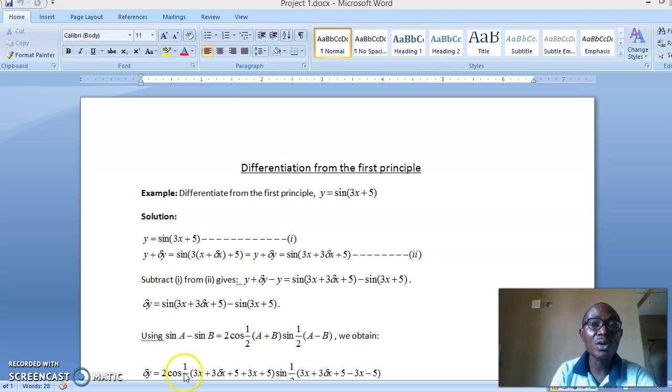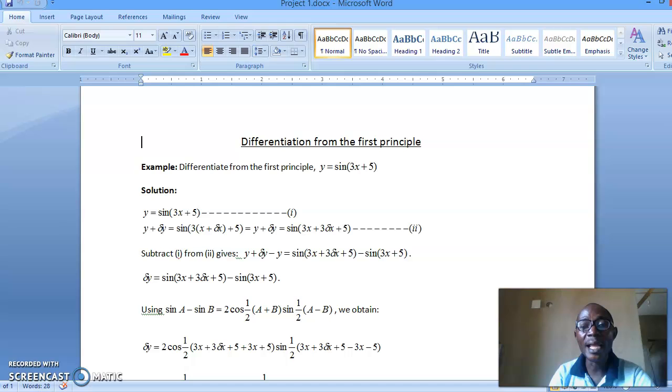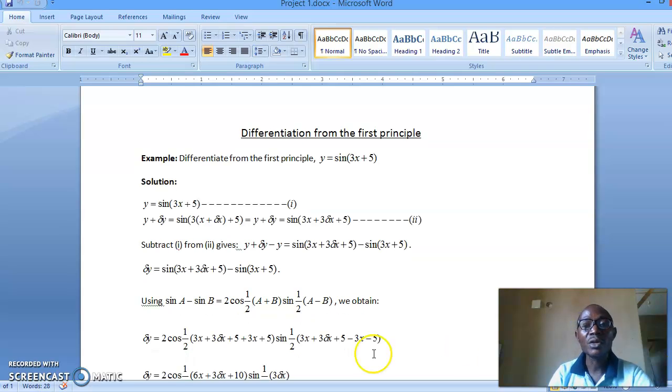Okay, so that will give us what? Delta y = 2 cos(half of (3x + 3 delta x + 5 + 3x + 5)), because A + B is now 3x + 3 delta x + 5 + 3x + 5. So sin(half of (A - B)) will give us half of (3x + 3 delta x + 5 - 3x - 5). Okay, so with that, we have delta y = 2 cos(half of everything in this bracket). 3x + 3x is 6x, then plus 3 delta x, plus 5 + 5 is 10. So in the sine, half of (3x - 3x) will be 0, then 5 - 5 will be 0. So we are left with 3 delta x there.